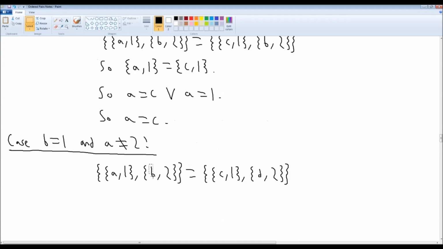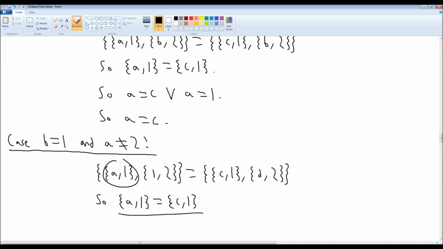Since we're assuming B equals 1 this time, let me change that B to a 1. Since we're assuming that A is not equal to 2, then that means this little set right here doesn't contain 2. And since this set has to be in here, meaning it has to equal this set or this set, well, then obviously it has to equal this set, right? Because the other one contains 2.